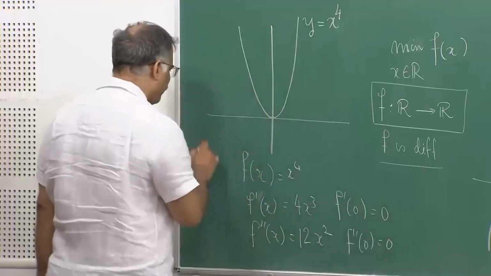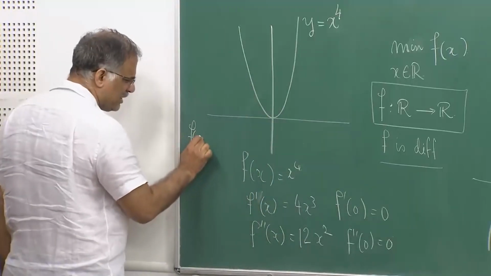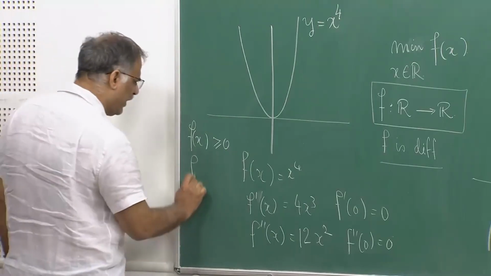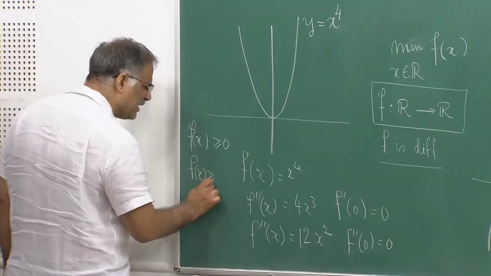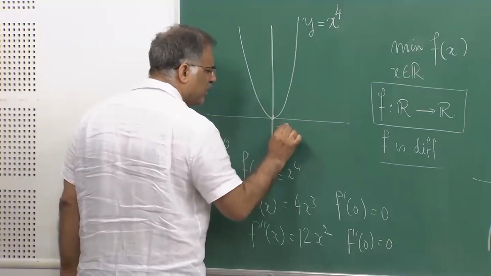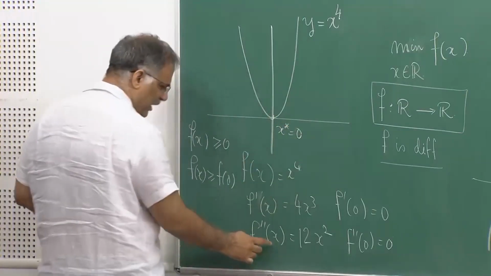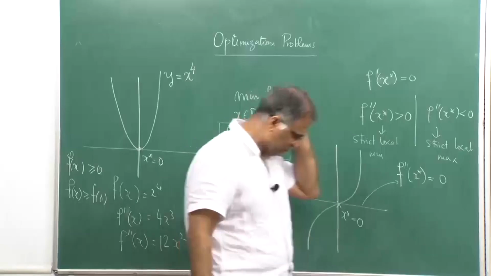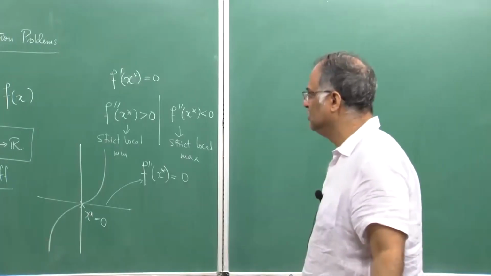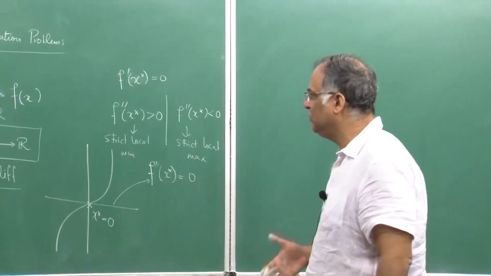But you know that f(x) is x to the power 4, so it is always greater than or equal to 0. And f(0) is 0, so f(x) is greater than or equal to f(0), so 0 is the minimizing point. So, x star equal to 0 is the minimizing point, but f double dash x is equal to 0. It does not give me any information. So, what are you going to do? Try with third derivative, fourth derivative, what?